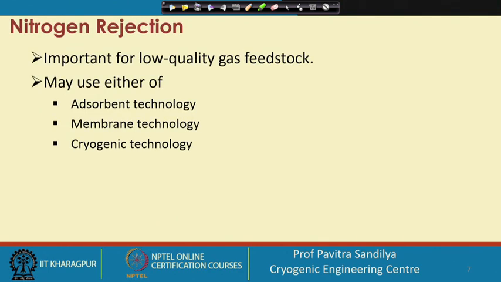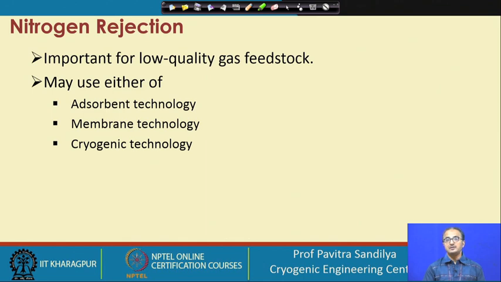Next is nitrogen removal. Nitrogen is also very important, and a very significant amount of the natural gas contains nitrogen. Nitrogen is an inert gas. As such, it does not react with other components, but it reduces the calorific value, and that is why it is important to remove the nitrogen. And there are various technologies to remove the nitrogen.